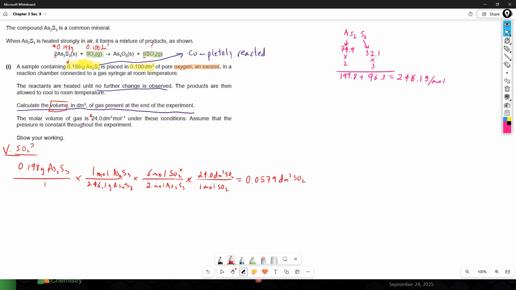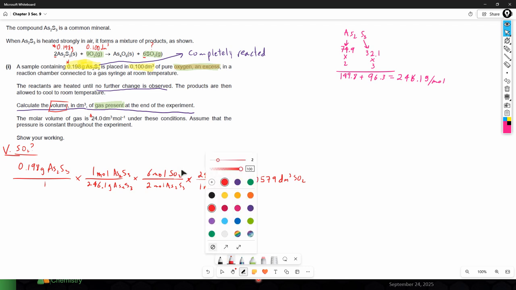Now, you might be tempted, if you don't actually use your critical thinking, to say, okay, that's the volume of SO2, that's my final answer. But you've got to be careful because, again, the question is not how much SO2 is created. The question is how much gas is present at the end of the experiment. So you have to ask yourself, what gases are there? There's the SO2, but there's also the O2. And we have to remember that we did not use all of that O2. Again, the oxygen is in excess, meaning that we're going to have leftover.